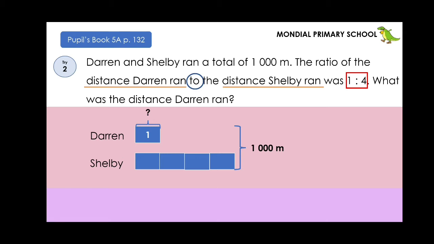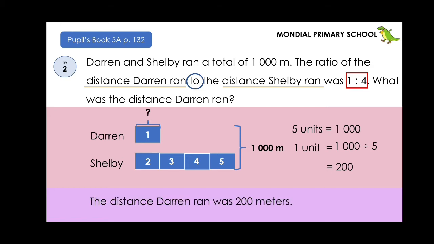Look at this. 1, 2, 3, 4, 5. 5 units equals 1,000 meters. So, how can we find the value of 1 unit? Correct! Divide 1,000 by 5. So, what is 1,000 divided by 5? It is 200. Well done! Remember, you have to write the sentence. So, the distance Darren ran was 200 meters. Is it easy to understand?